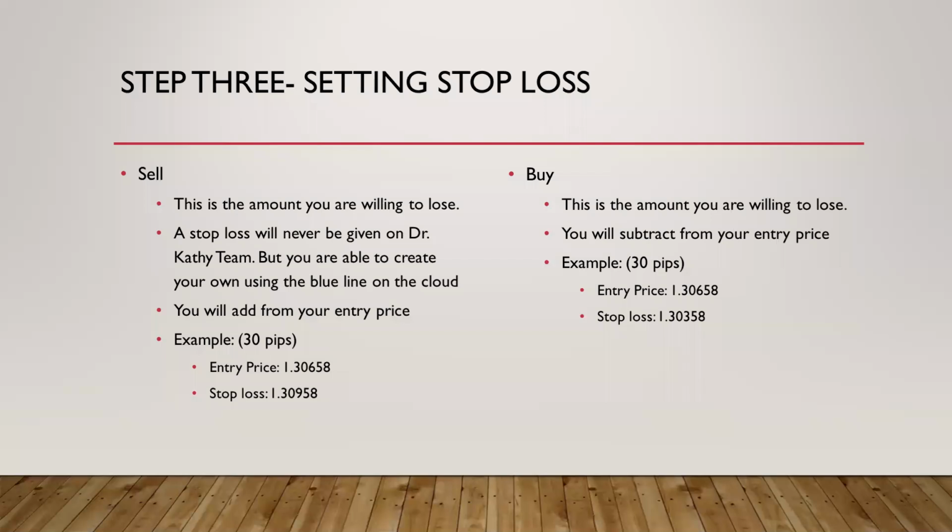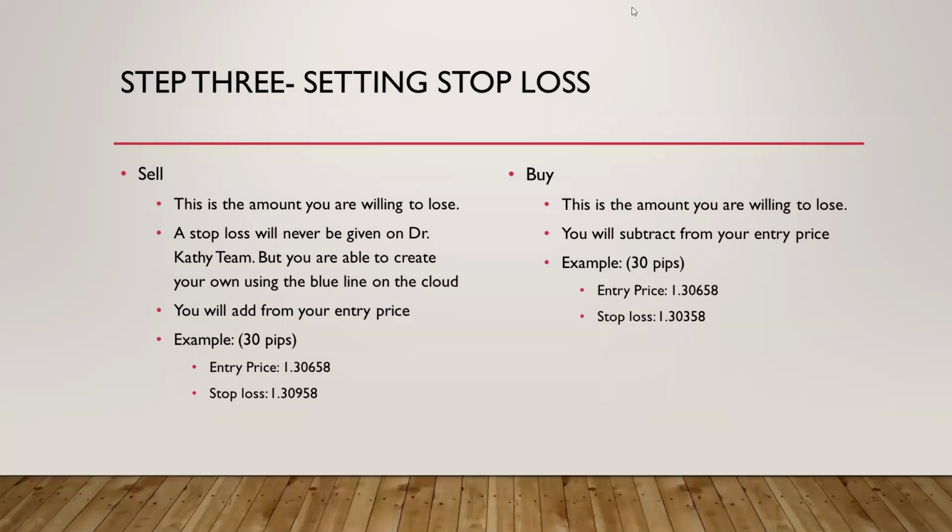Okay, step 3, setting your stop loss. This is the amount you're willing to lose. A stop loss will never be given on my team unless it's Bitcoin or the indices. For an example, you can do a 30 pip stop loss, because everybody's entry is totally different, so I let you determine that. The more you get on with me, the more you'll be able to see it. So you'll add 30 to your entry price for your stop loss.